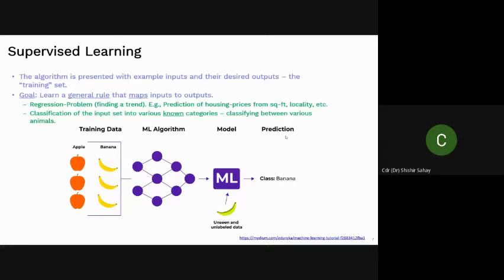So this is the example of a classification which I just mentioned. I have shown lots and lots of apples and lots and lots of bananas to the machine learning algorithm. And after the training, it is now shown unseen and unlabeled data. And we are hoping that the prediction is correct. So every algorithm has a measure, an accuracy.